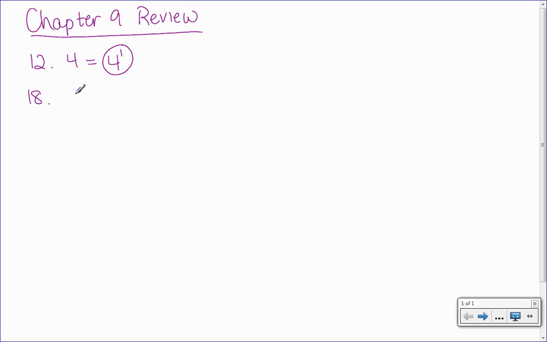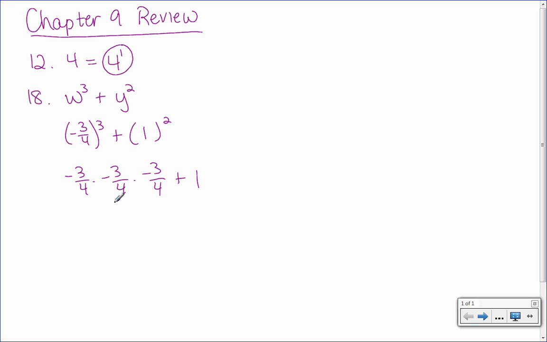For number 18, you want to evaluate w to the third plus y squared. And it tells us that w is negative 3/4 and y is 1. So negative 3/4 cubed is negative 3/4 times negative 3/4 times negative 3/4, and 1 squared is just 1 times 1, or 1. And when we multiply fractions, remember to multiply straight across the top and straight across the bottom. So negative 3 times negative 3 times negative 3 is negative 27. 4 times 4 times 4 is 64.